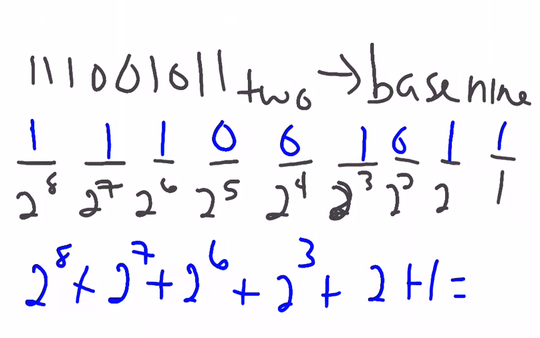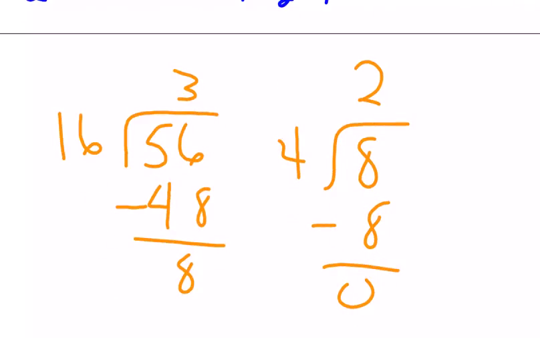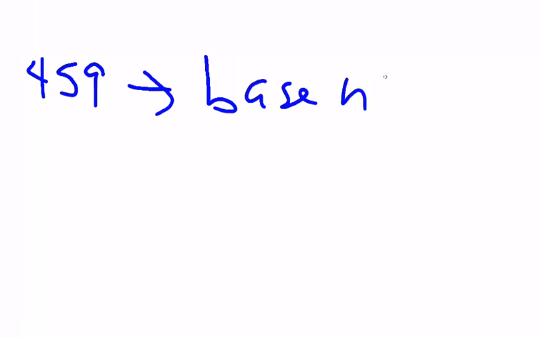So now we need to add all those up, and so we get 256, that's 2 to the 8th. 128 is 2 to the 7th. 2 to the 6th is 64. 2 cubed is 8, and 2 and 1, and we get 459. So 459 is our number in base 10. Now we want to take that and convert that to base 9.